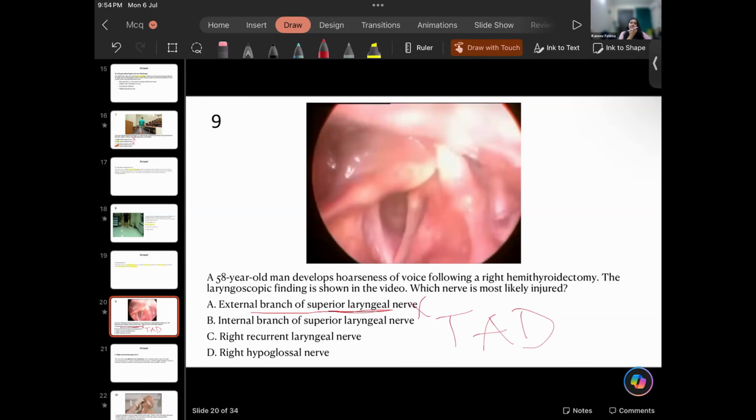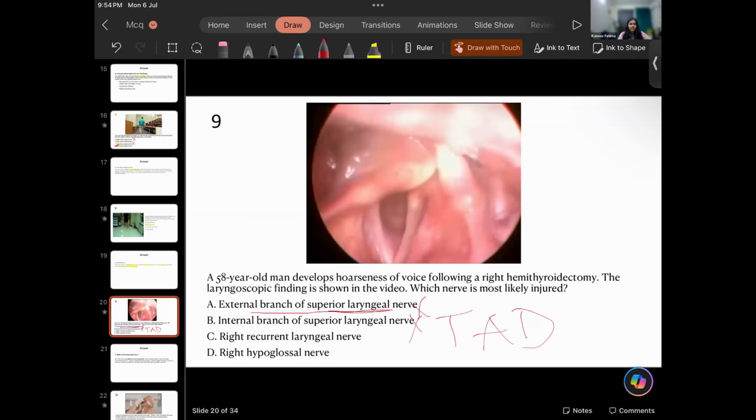So it supplies the inner part, that is sensation. It carries the sensation from below the vocal cord. So again, it doesn't play any role in the vocal cord paralysis. The right recurrent laryngeal nerve.